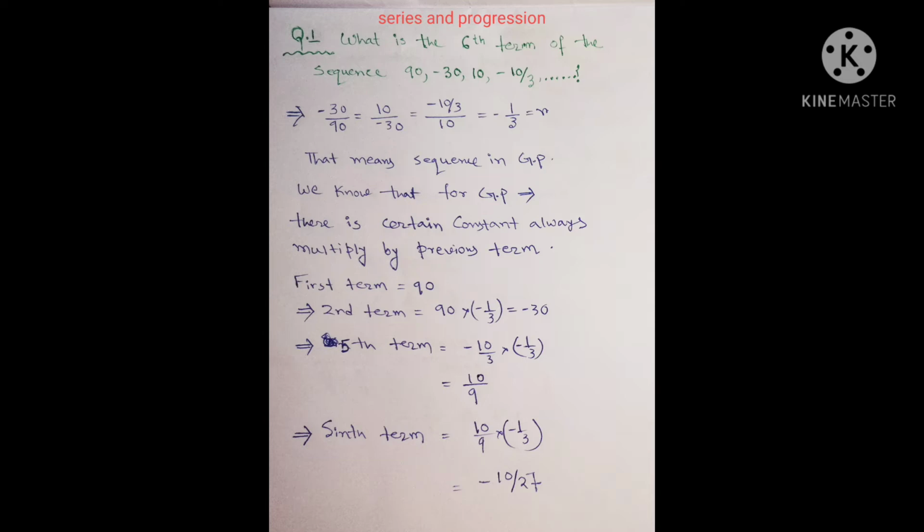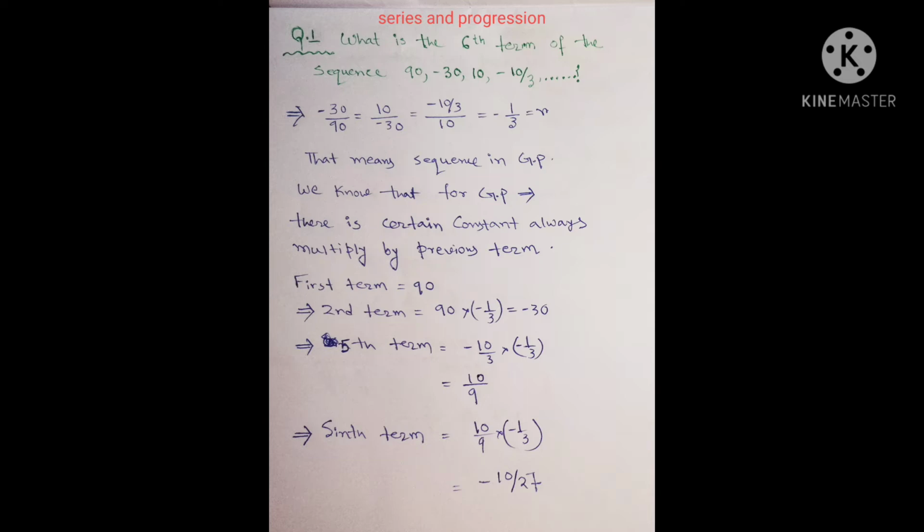So here I am starting with some questions. Let's check the first question. What is the sixth term of the sequence 90, -30, 10, -10/3? Here the fourth term is given and we have to calculate the sixth term.